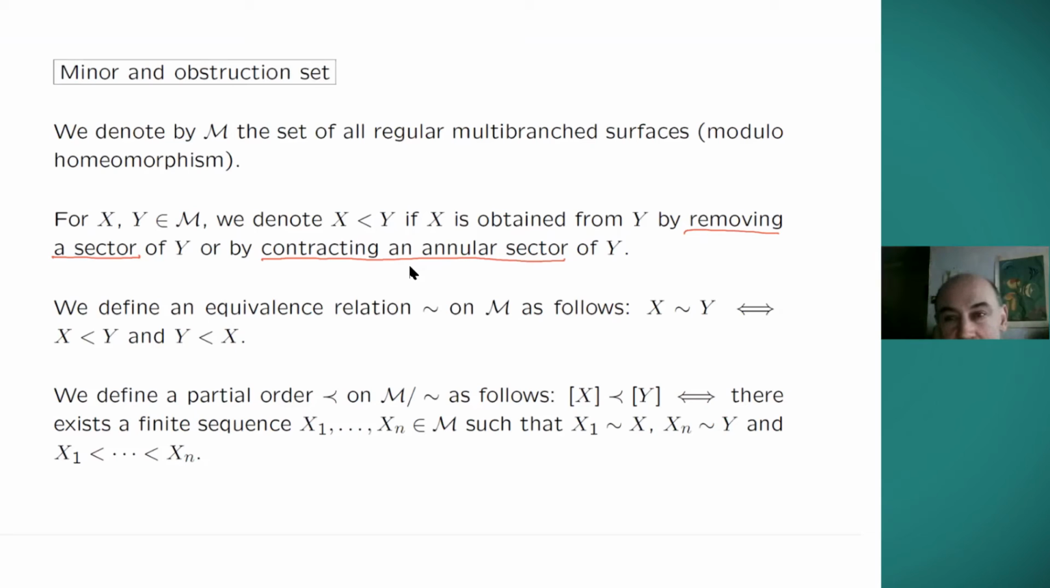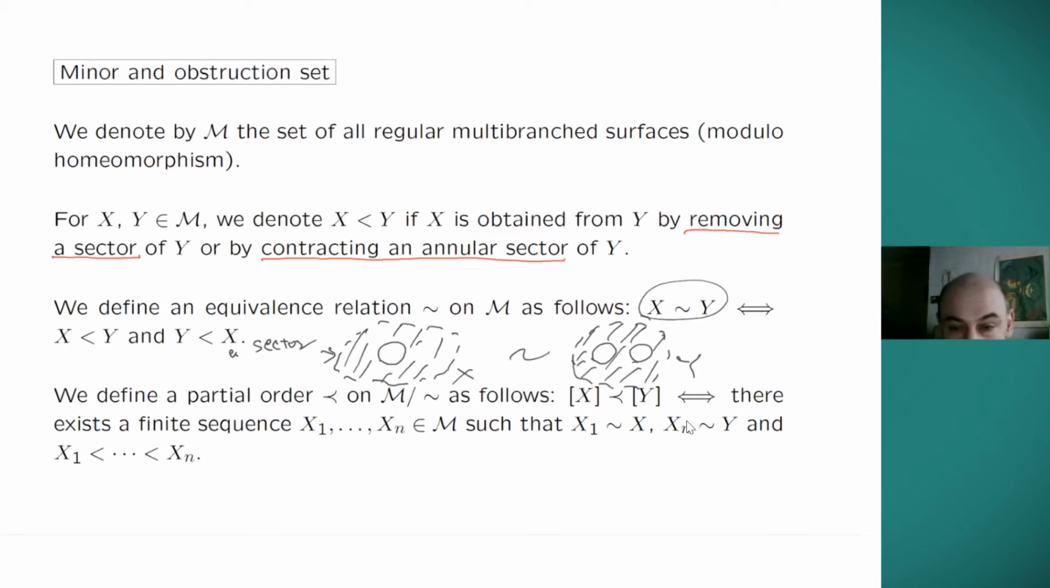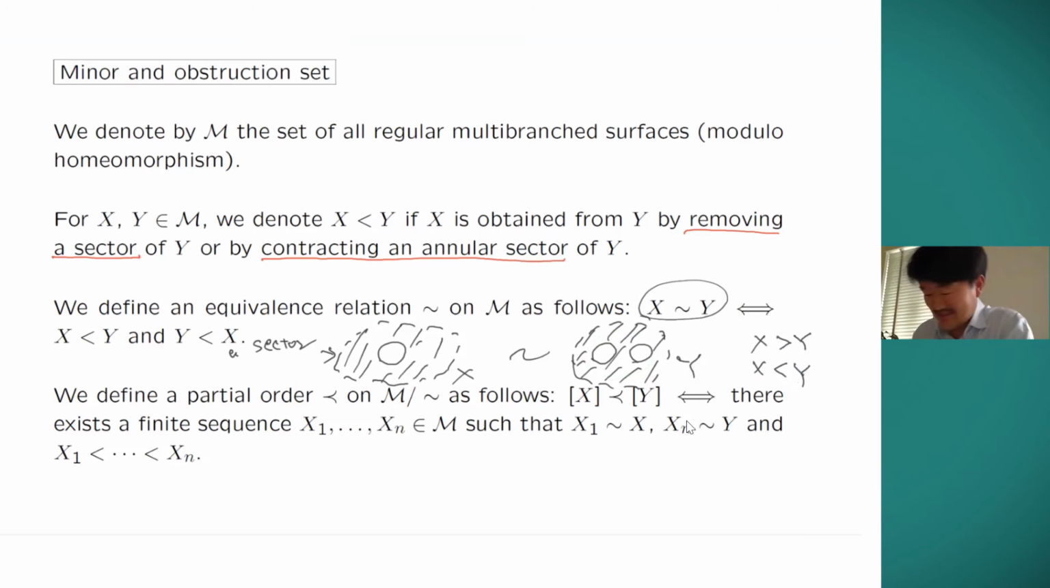Very good. Okay. In this case, X precedes Y because X is obtained. Y precedes X because we remove an open disk, this part. Then we obtain Y. But if we remove this pair of parts, we obtain X. So we obtain X. This is Y. This is considered modulo homeomorphism.